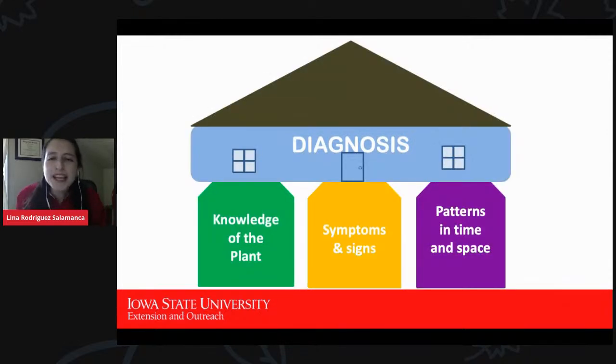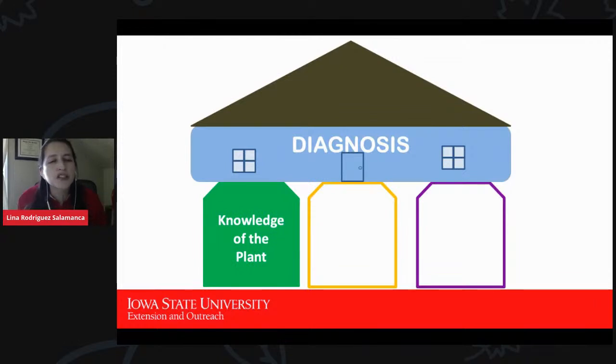So when it comes to diagnosis, there's three main pillars that I think about. The knowledge of the plant, the symptoms and signs that you may see when a problem comes, and any patterns in time and space. So it's all about clues that you slowly collect as you are monitoring and looking and enjoying your plants throughout the season.